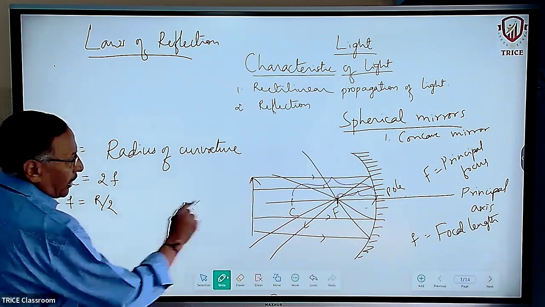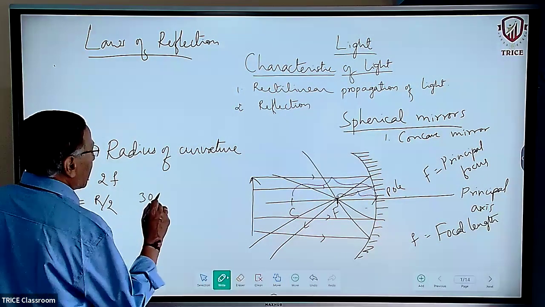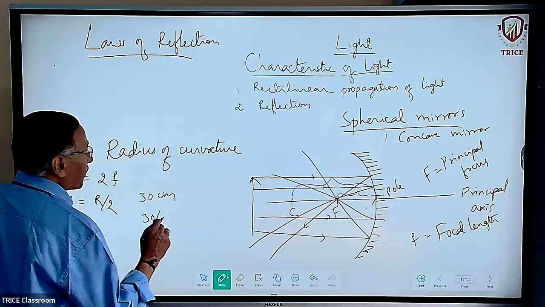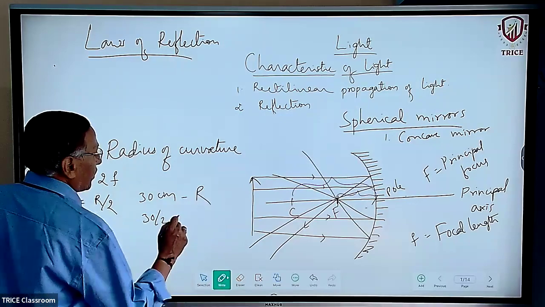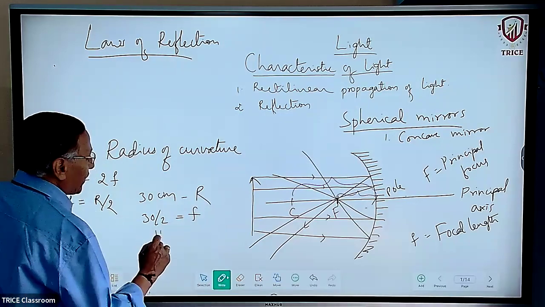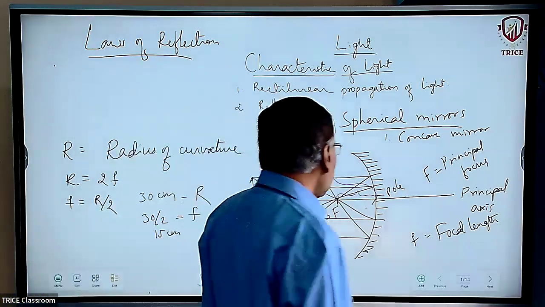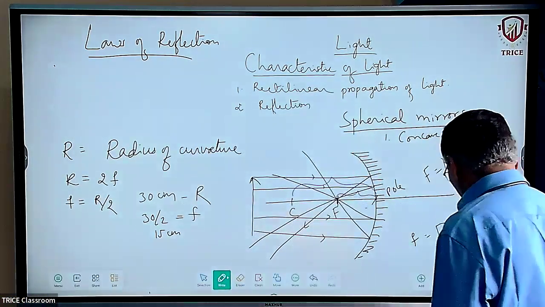Say, for example, radius of curvature is 30 centimeters. Then what will be its focal length? 30 by 2. This is R, so this will become f, that is 15 centimeters will be the focal length. All right.